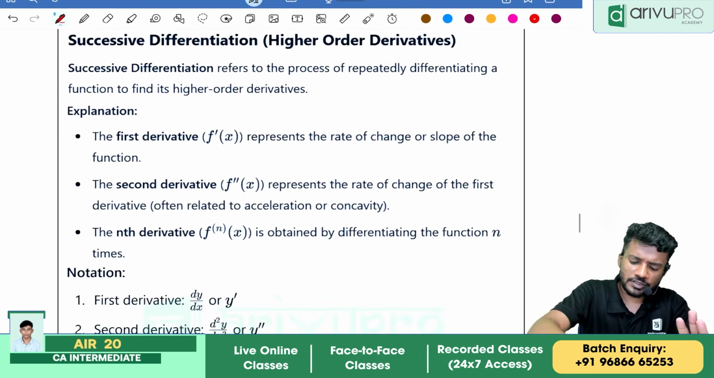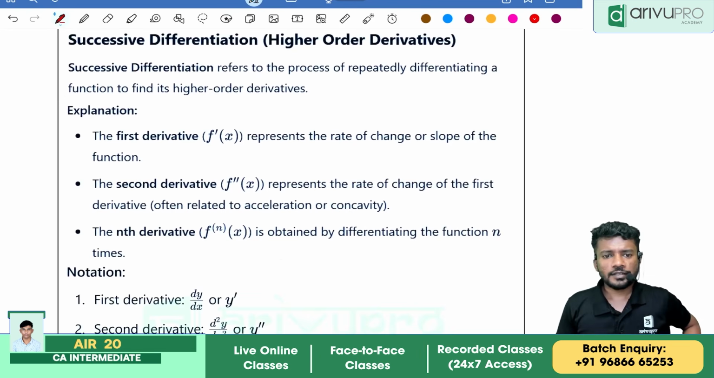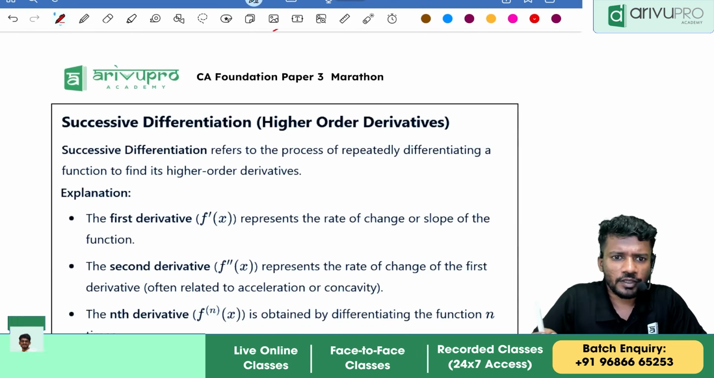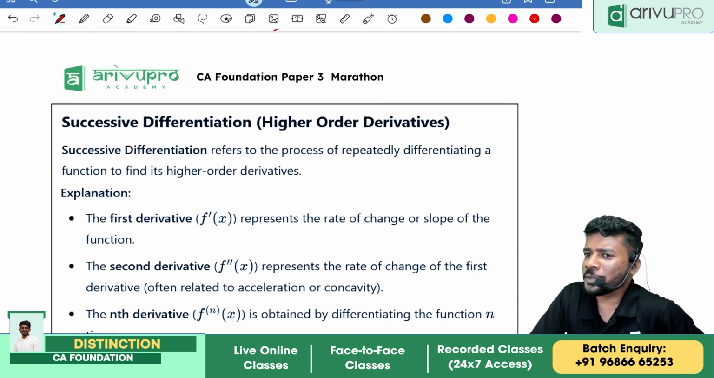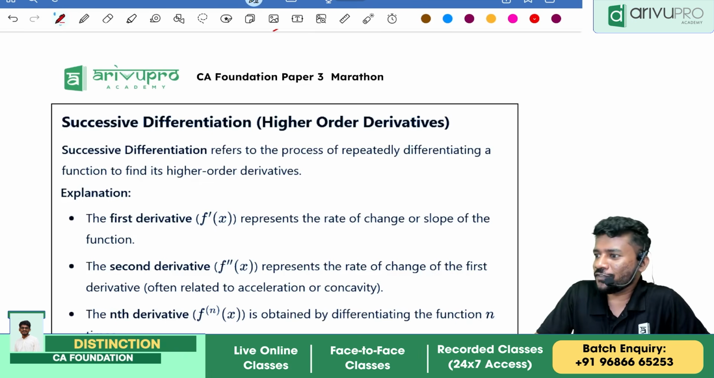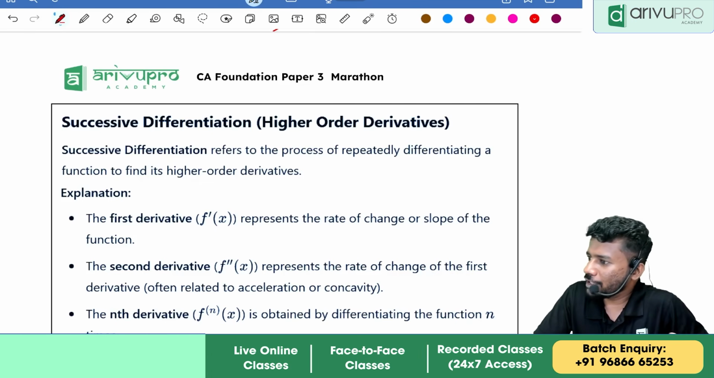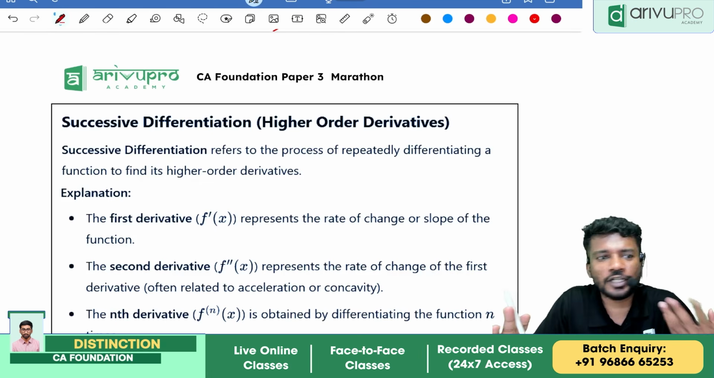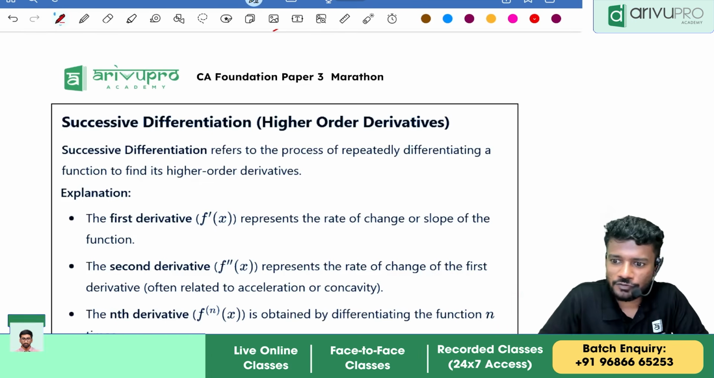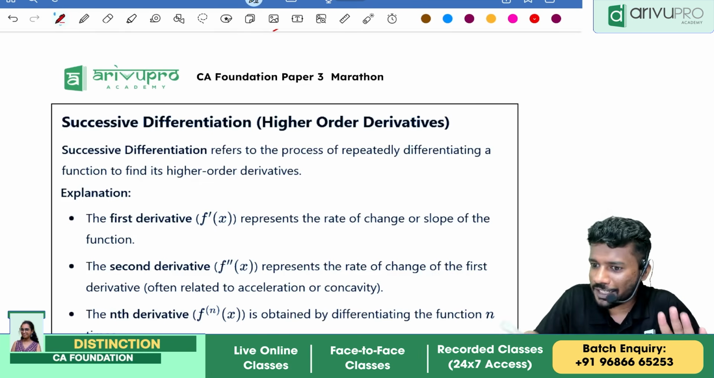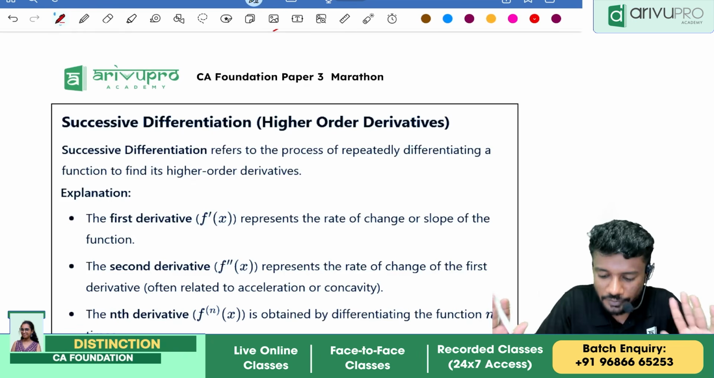Have you heard about successive differentiation? That means, usually till now what we were finding? First order derivative. Now, second order derivative means what? Any idea of that? Second order derivative? After finding the first order derivative, we will take the derivative of the whatever value we got. Then what is third order derivative? Derivative of the second order derivative. What is fourth order derivative? Derivative of the third order derivative. What is 100th derivative? Derivative of the 99th derivative.